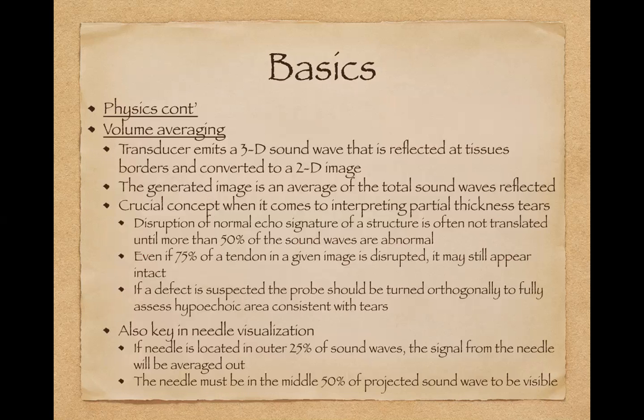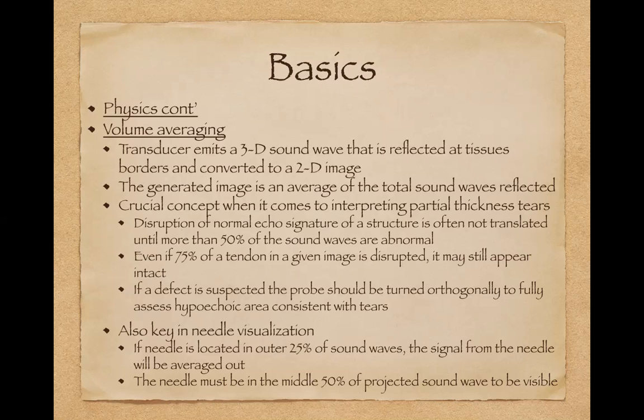Another key concept is volume averaging. The best way to think about this is that all the structures we're looking at are in 3D, and those sound waves need to be converted to a 2D image. So the processor averages some of those signals that come back, and some can be averaged above the baseline or below the baseline. If two signals are averaged above, they'll make a higher signal; if they're averaged away from each other, they'll make a lower signal. It's a key concept when you're looking at partial thickness tears in tendons.